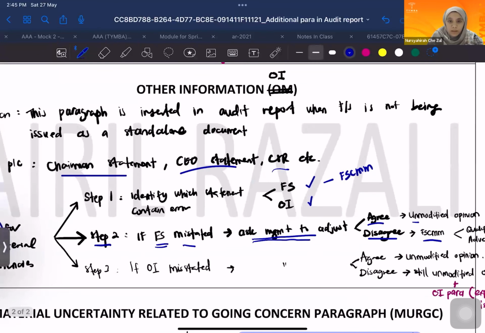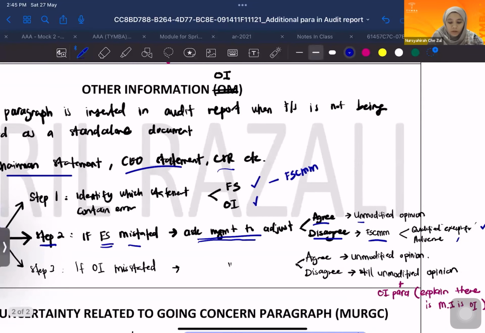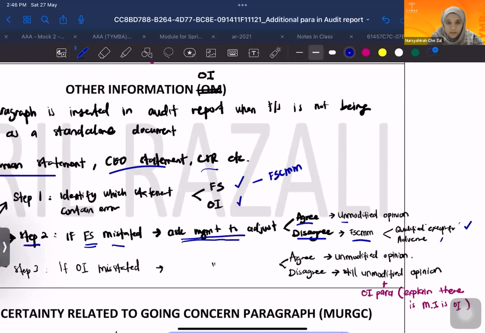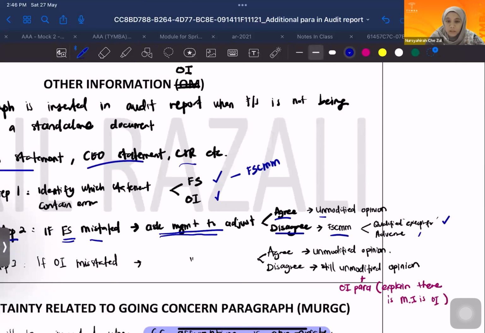Right now, step 3. If the OI is misstated, meaning that perhaps the chairman's statement contains an error, what are you going to do? You are going to ask the chairman to adjust. Berani tak ask chairman to adjust? You have to, kan? You have to. So if the chairman or management agrees to adjust, there will be no more issues. Then you are going to issue an unmodified opinion.